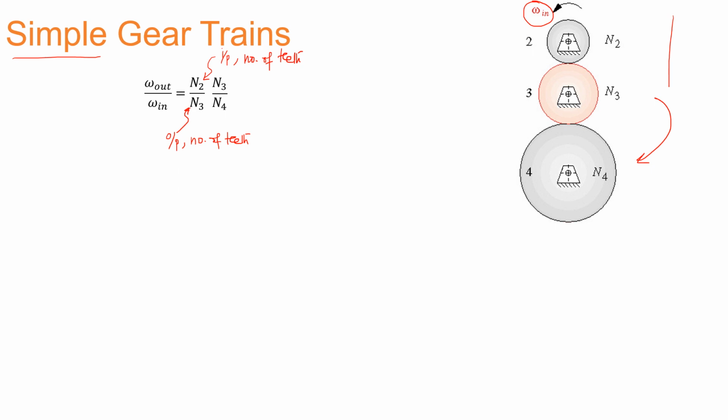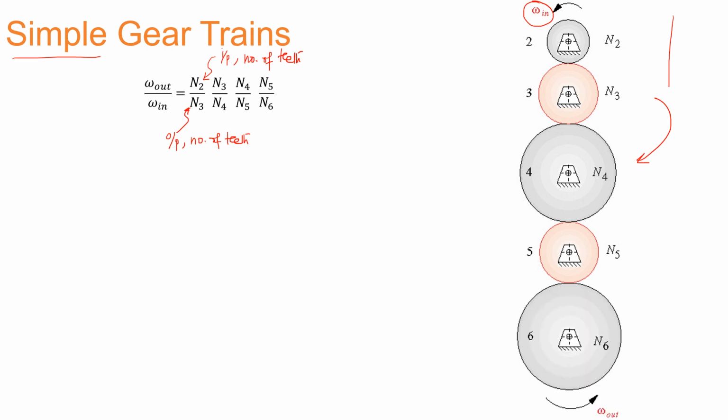If I keep on doing this for N5, you are going to add another expression, and similarly for N6, another ratio is going to be added in the expression. So now if you observe the diagram, you can see omega in provided to gear number 2 right over here, and omega out produced as the output. And that is just like we have gradually added these gears in the gear train. And now back to the expression.